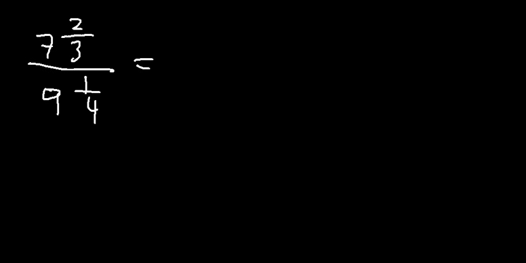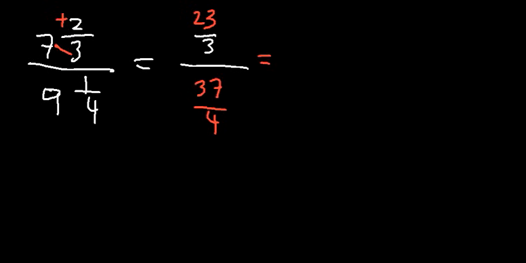So how would you divide two mixed fractions? How would you simplify this? Now, you can convert the mixed fraction into an improper fraction if you want. The denominator is going to stay the same. To get the numerator, it's 7 times 3, which is 21, and then add 2, so that's 23. On the bottom, you can keep the 4. 9 times 4 is 36, plus 1, 37.